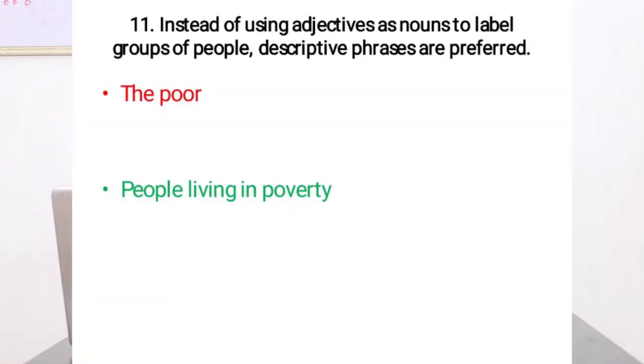Then number 11. Instead of using adjectives as nouns to label groups of people, descriptive phrases are now preferred. Let's say, for example, you want to say the poor. In APA 6 references that was allowed, but APA 7 references that is not allowed. You say people living in poverty instead of just saying the poor. That's number 11.